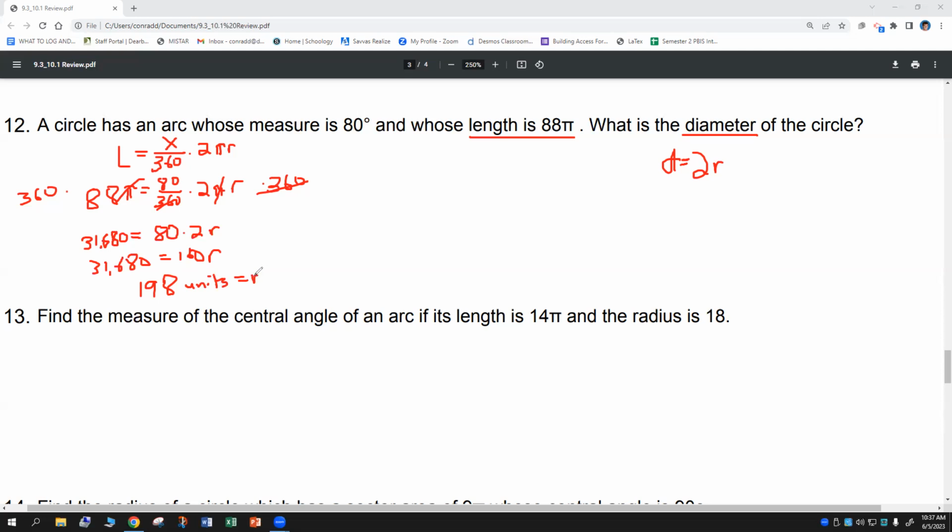Equals r. Okay, and then to get our answer, we have to double that. So our diameter is going to be 2 times 198. This is going to give us 396 units.